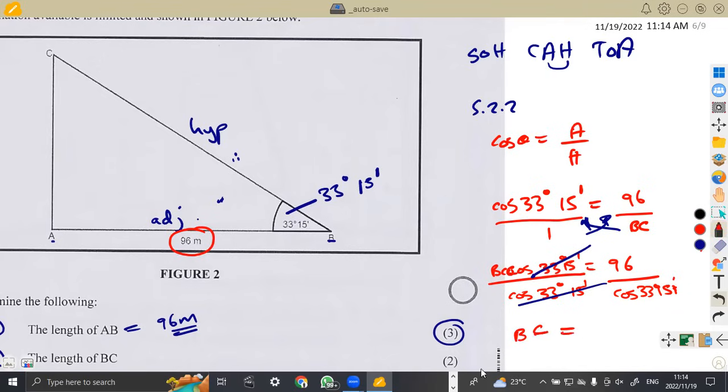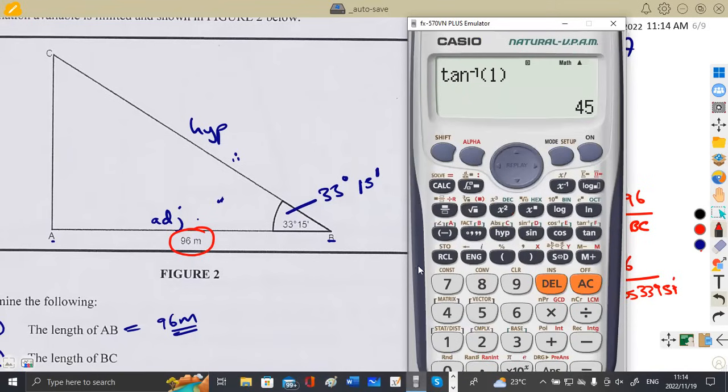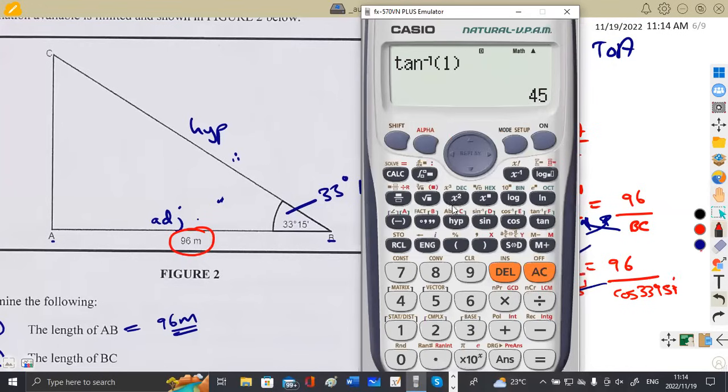Okay, so from your calculator, take note, we have got degrees and minutes. So this is what you're going to do. It's 96 over cos 33, degrees, 15 minutes. Press that one. So like that, we can have our answer as 114.793.